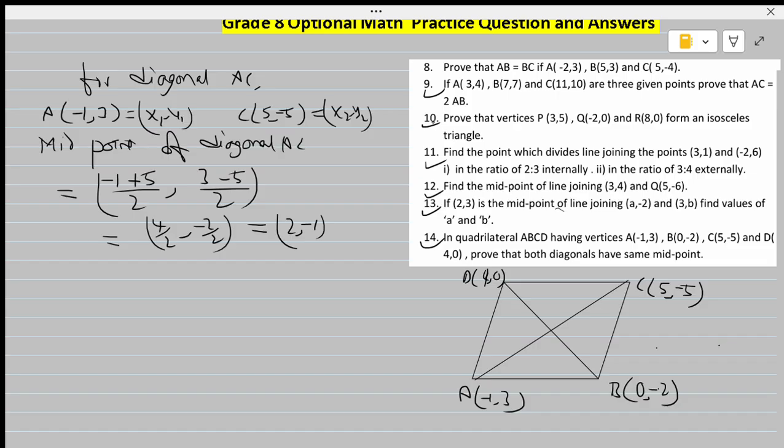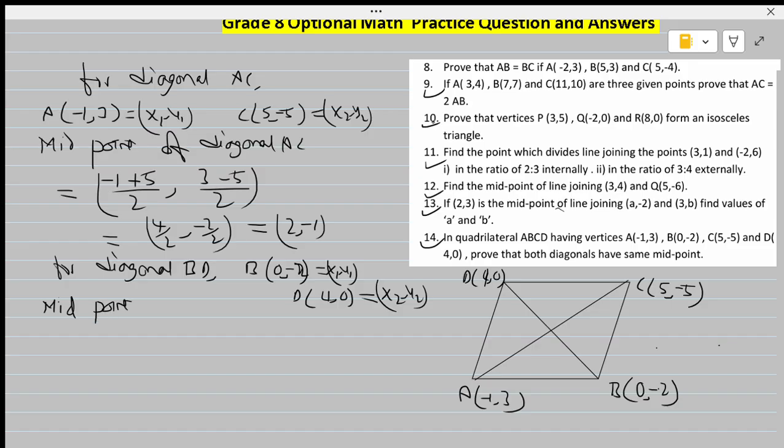So we go with BD. For diagonal BD, the B point we have (0, -2), which we consider the first point, x1, y1, and the D point we have (4, 0), which we consider the second point, x2, y2. Now we find the midpoint of diagonal BD.